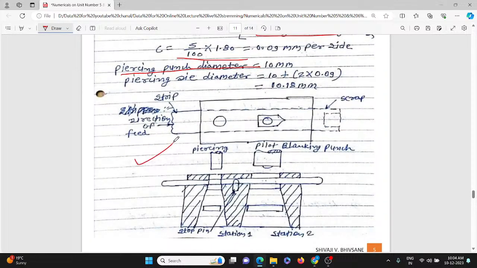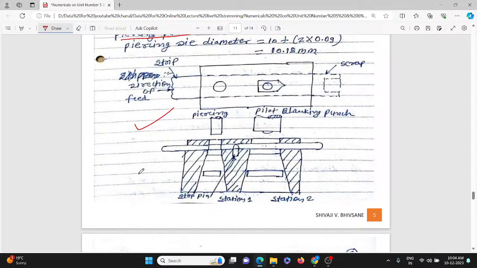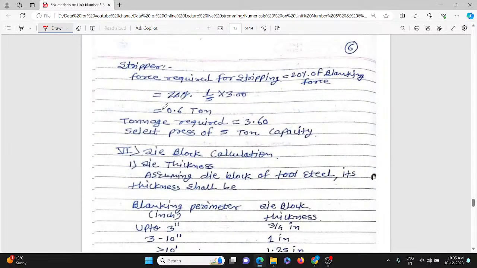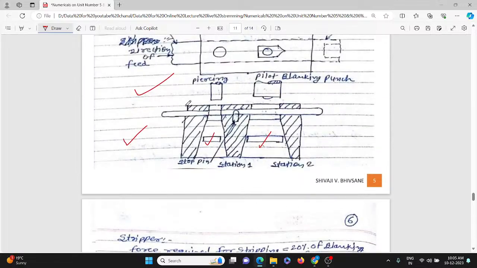Scrap strip layout we know, so we can draw the die set like this, that is in the first station. This is scrap material, whereas this punched hole will be the useful one, and in the second station you can see this blank is useful. Then the stripper force. Basically whatever this is, it is nothing but the stripper. Okay, so that you can see.